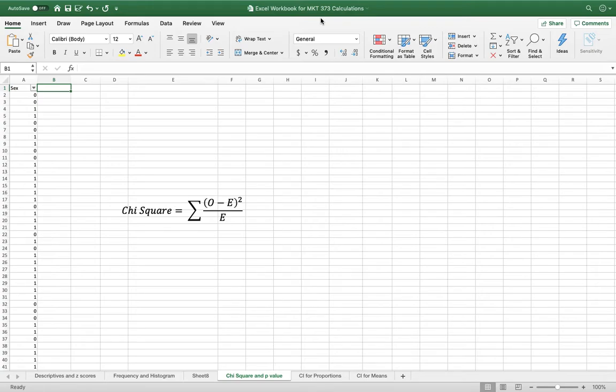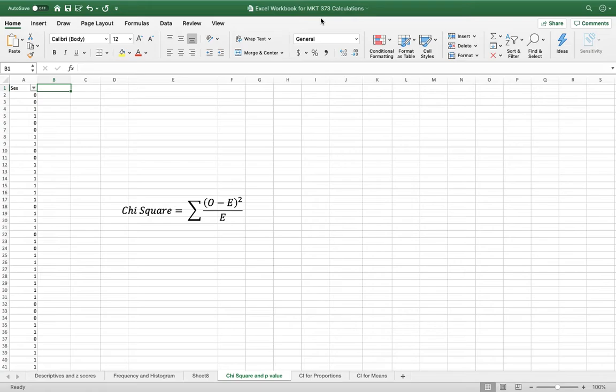In this particular demonstration, I'm going to show you how to conduct a chi-square analysis and a calculated p-value for that chi-square using Excel. If you remember, the chi-square analysis is nothing more than a comparison of the number of people or the frequency of people in each category of a categorical variable versus what we would have expected to be in each of those categories, either by chance alone or through some knowledge of the population.